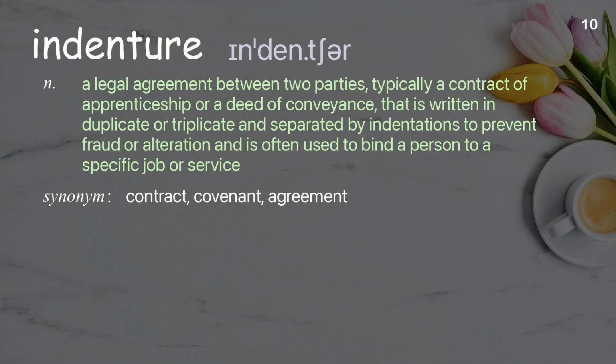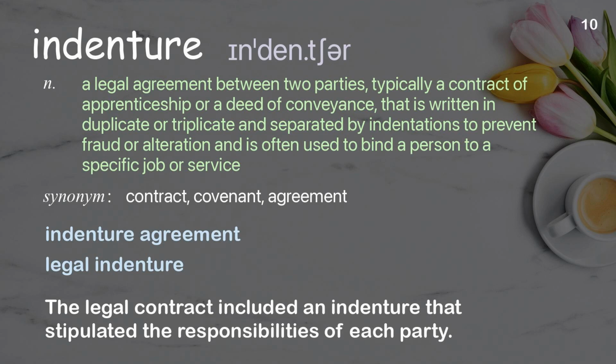Indenture. A legal agreement between two parties, typically a contract of apprenticeship or a deed of conveyance, that is written in duplicate or triplicate and separated by indentations to prevent fraud or alteration, and is often used to bind a person to a specific job or service. Examples: Indenture agreement, legal indenture. The legal contract included an indenture that stipulated the responsibilities of each party.